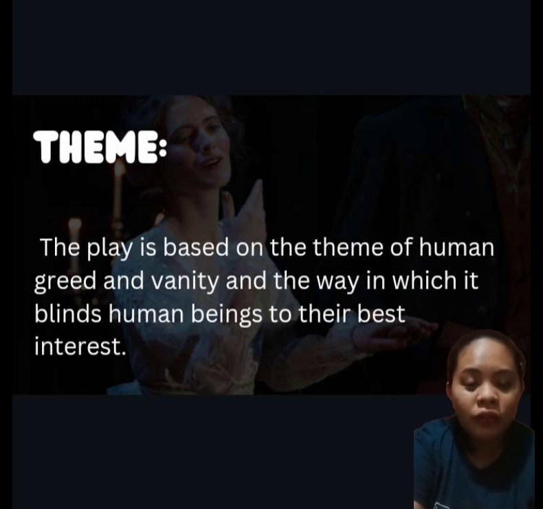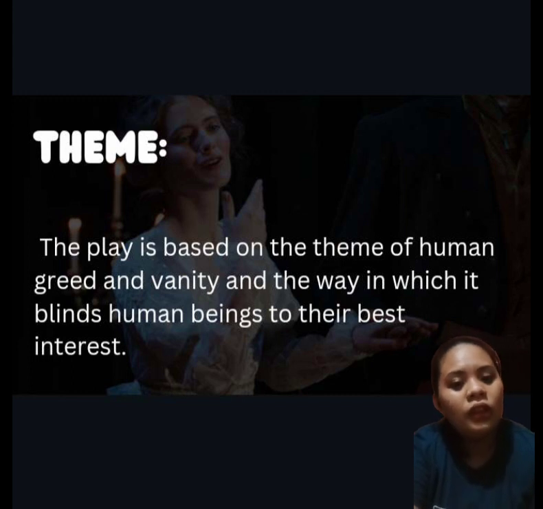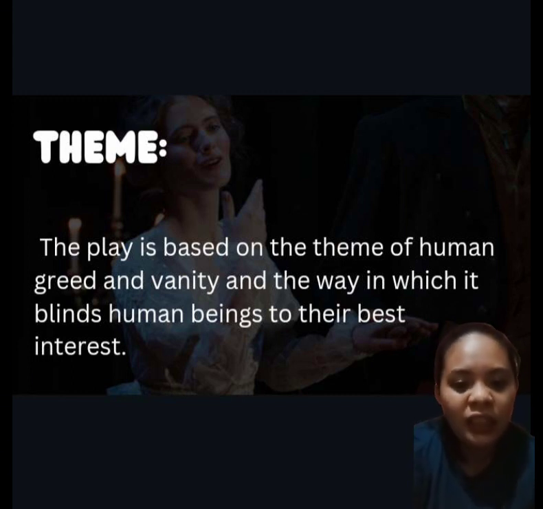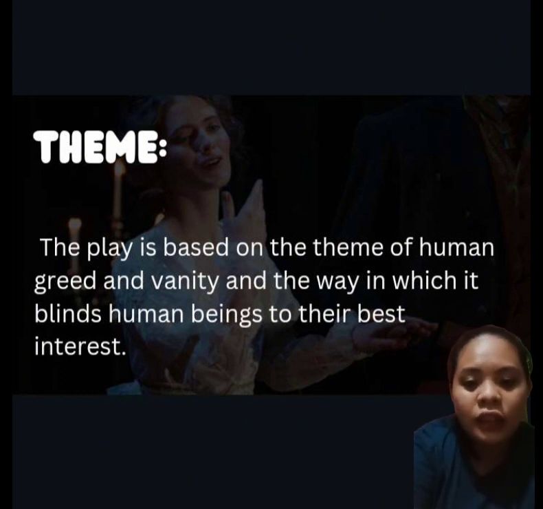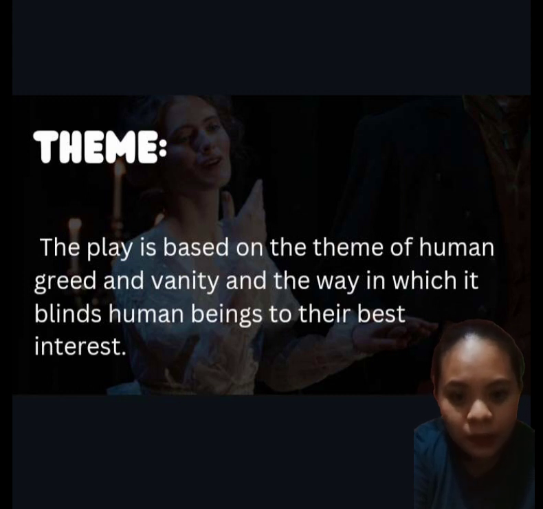The theme of The Marriage Proposal by Anton Chekhov: the play is based on the theme of human greed and vanity in the way in which it blinds human beings to their best interests. When we say vanity, it means excessive pride or admiration of one's own appearance or achievement. It is considered greedy since they look at the material things they have, and vanity since most of the characters have a high pride that destroys their relationships.